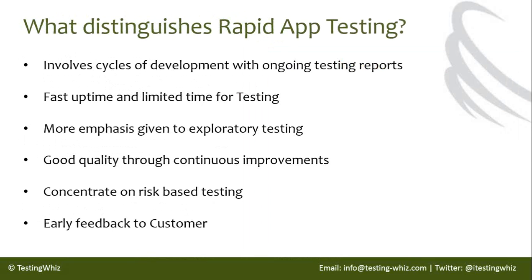Moving forward, how would you be able to distinguish rapid application testing from the traditional models? As I have mentioned already, it has a number of development cycles with ongoing testing reports, where the number of cycles would depend on the features or the types of technology that you would want to use for developing the product.